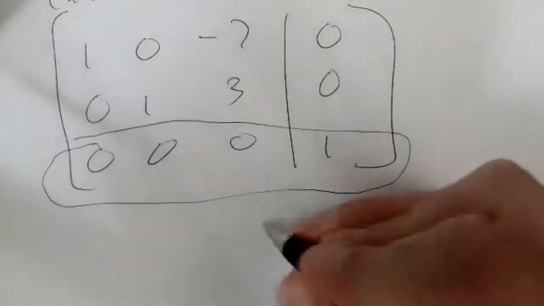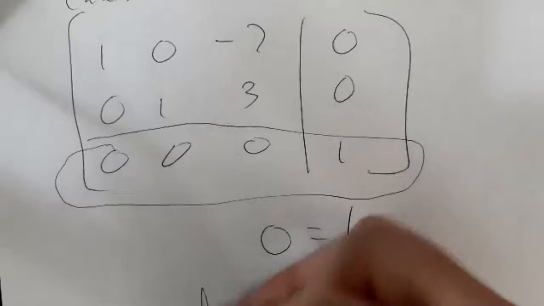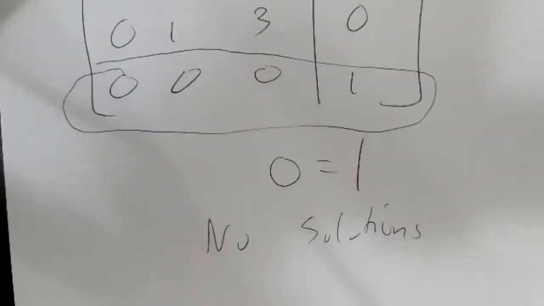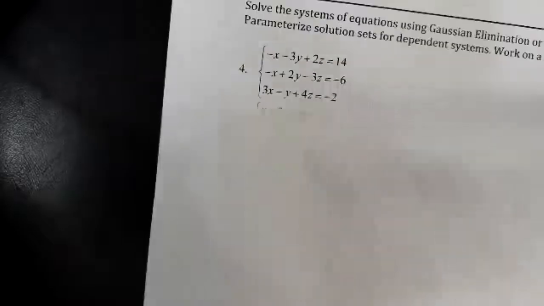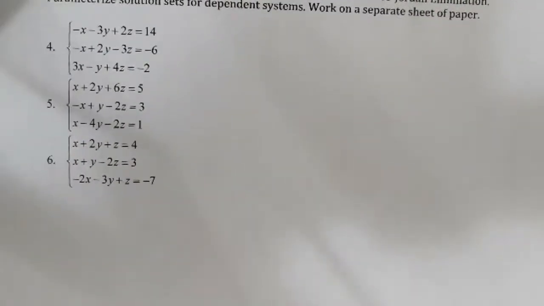So this tells me 0 equals 1. That tells me there are no solutions because that is a contradiction. There are no ways these three planes are going to intersect. That's what that is saying. Okay. So we had one that was a line, we had one that was a no solution. Now we'll have a few more, 3 more.